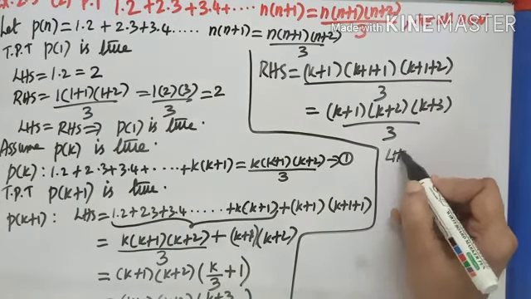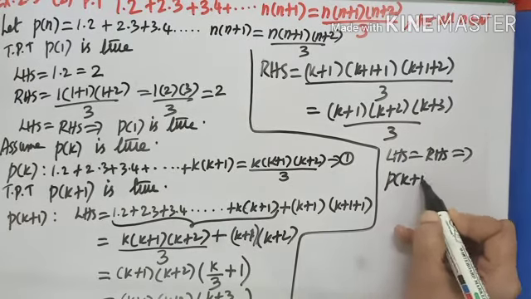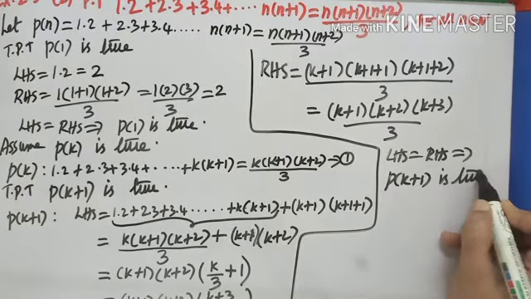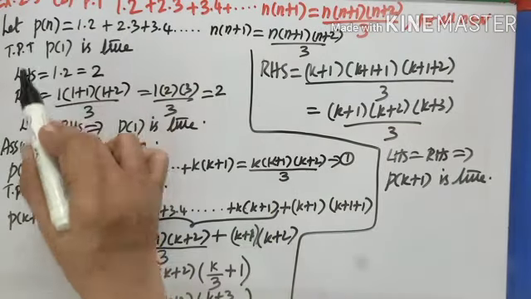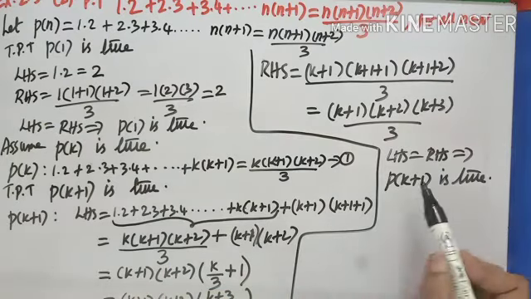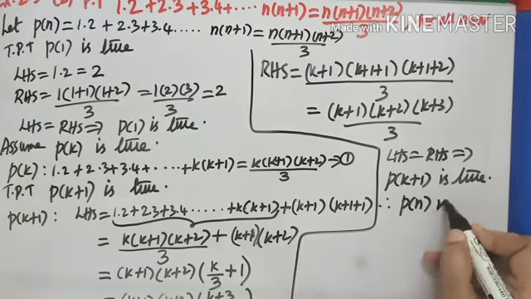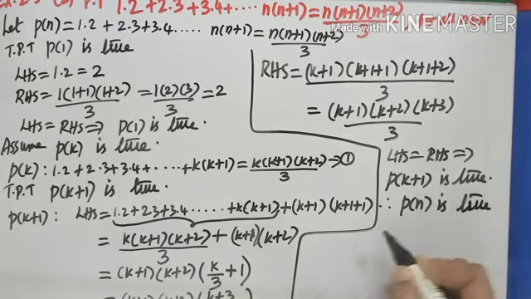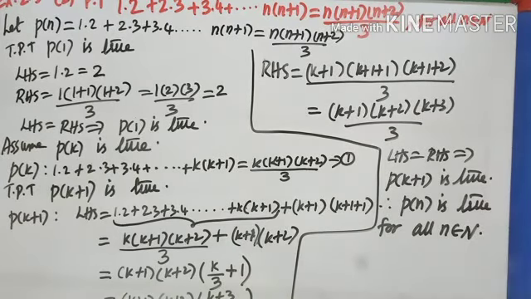Take and write LHS equal to RHS implies P of k plus 1 is true. So we have completed all the steps. Take the question as P of n, prove P of 1, assume P of k, prove P of k plus 1. Therefore, P of n, the given question, is true for all n belonging to capital N, and that is the answer.